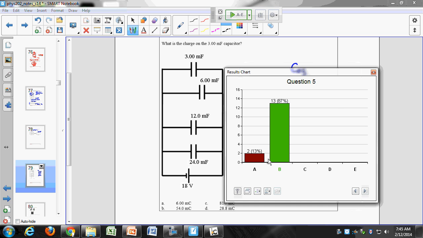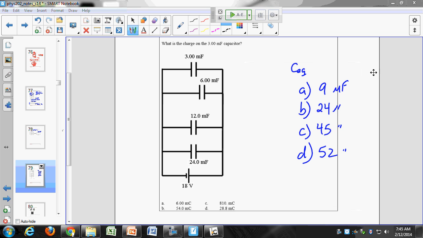Okay, that's right. Simply put, I know that the voltage up here is 18 volts because of that first rule: capacitors in parallel have the same voltage. And so Q is equal to CV. That's 3 millifarads times 18, which is 54. Now what is the equivalent capacitance of this circuit? I have 3, 6, 12, and 24 in parallel.